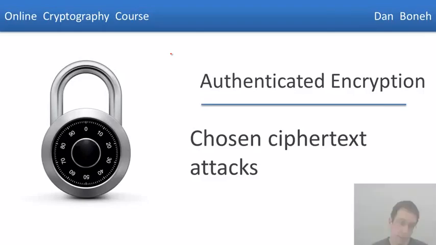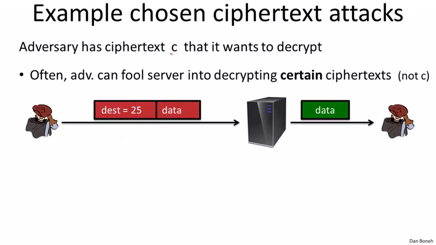In the last segment, we defined authenticated encryption, but I didn't really show you why authenticated encryption is the right notion of security. In this segment, I want to show you that authenticated encryption, in fact, is a very natural notion of security, and I'll do it by showing you that it defends against a very powerful attack called a chosen ciphertext attack.